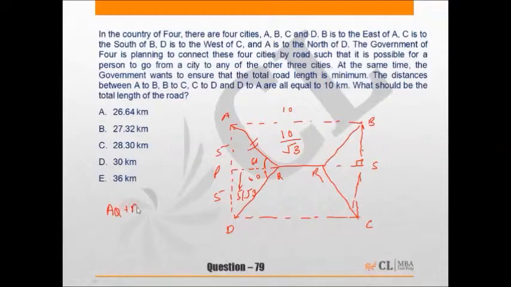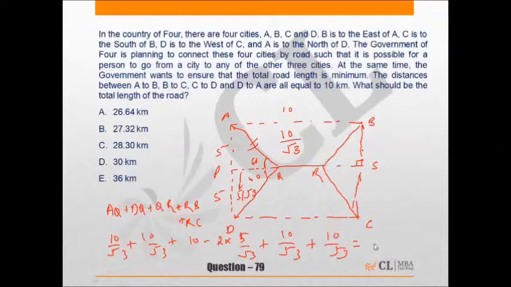AQ plus DQ plus QR plus RB plus RC. AQ is equal to 10 upon root 3. DQ is also 10 upon root 3 plus QR. It is 10 minus twice of PQ, which is 5 root 3. RB is again 10 root 3. RC is also 10 root 3. This comes out to be 10 into 1 plus root 3, which is approximately equal to 27.3, and therefore option B is the correct answer.